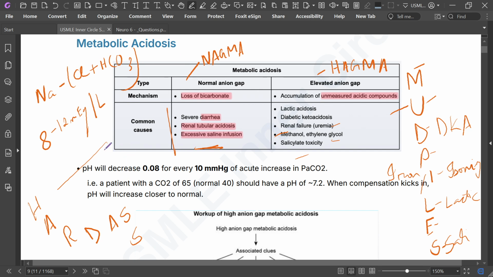Okay, in this situation pH will decrease 0.08. Remember this: 0.08 for every 10 millimeter of mercury of acute increase in PaCO2. Normal PaCO2 is 40. So in here CO2 is 60.